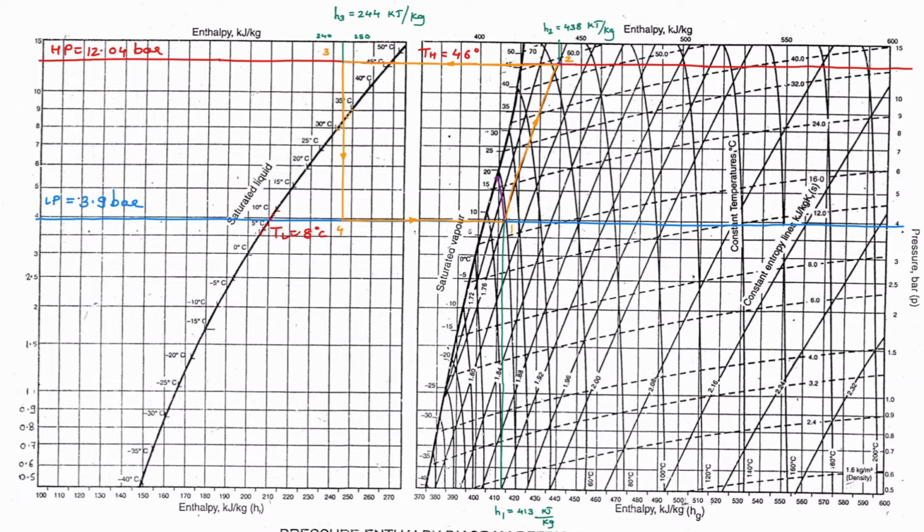And how to calculate the theoretical COP? Theoretical COP will be refrigerating effect upon compressor work. What is the refrigerating effect? It is the heat absorbed in the evaporator part, so it will be H1 minus H4. And what is the compressor work? It will be H2 minus H1. 1 to 2 is isentropic compression and 4 to 1 is constant pressure heat absorption, or refrigerating effect, in the evaporator. So what is the theoretical COP? It will be H1 minus H4 divided by H2 minus H1.